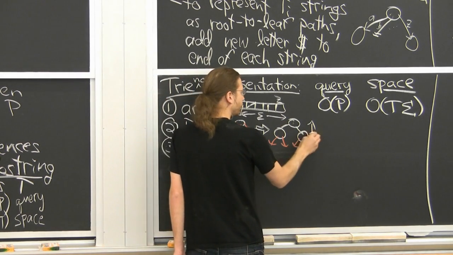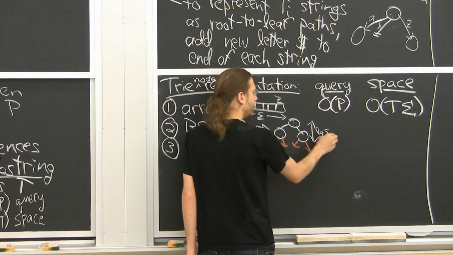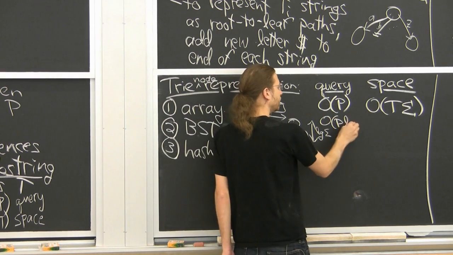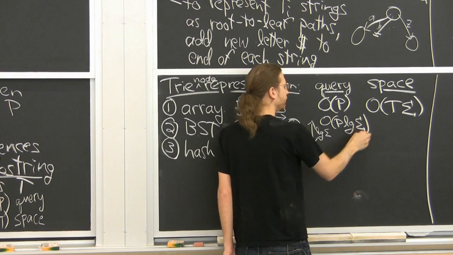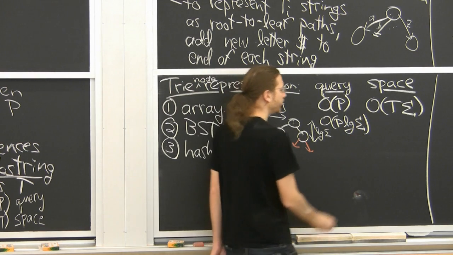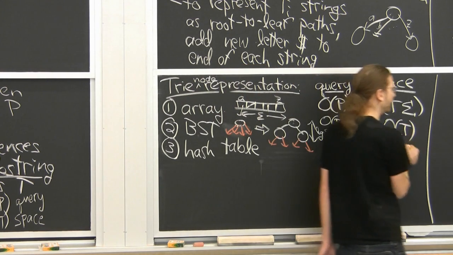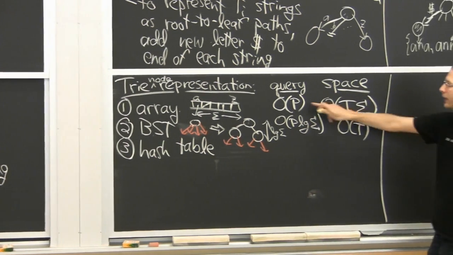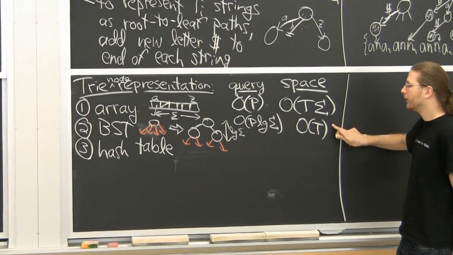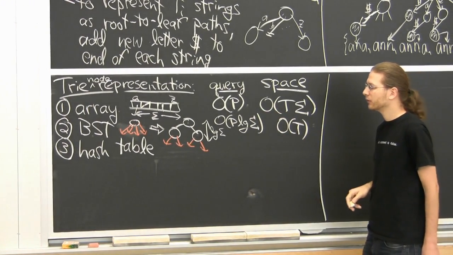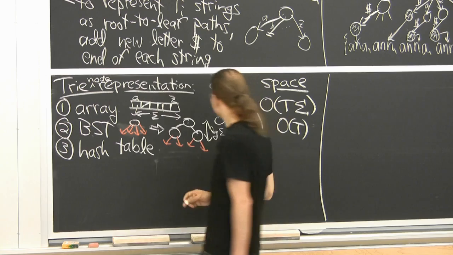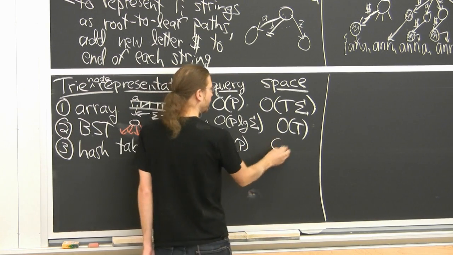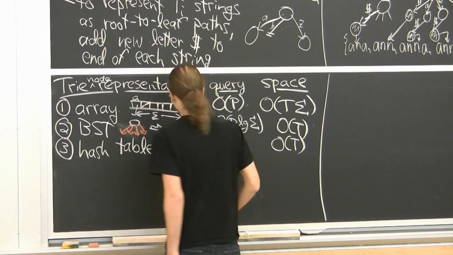So this structure has height log sigma. And so the query time is going to be P log sigma. So that goes up a little bit. Not perfect. But the space now becomes linear. So that's an improvement. Ideally, we'd like the best of both of these: optimal query time, optimal space, linear space. And hash tables achieve that. They give you order P query, and order T space.